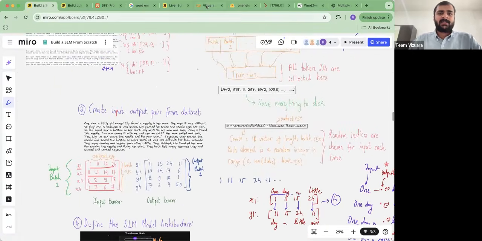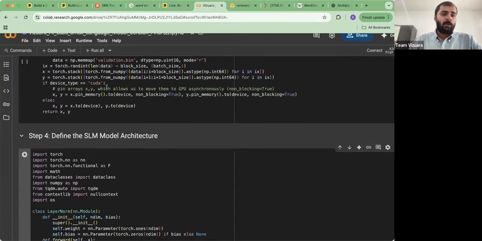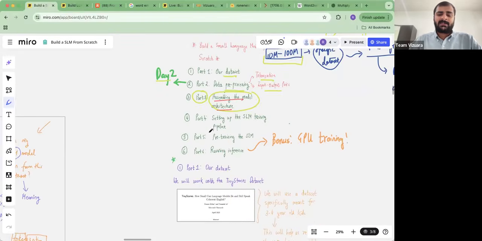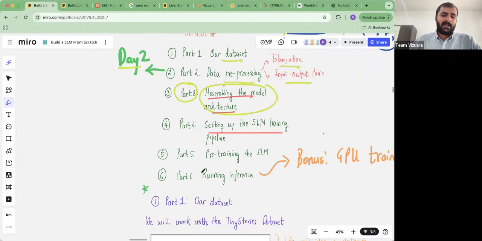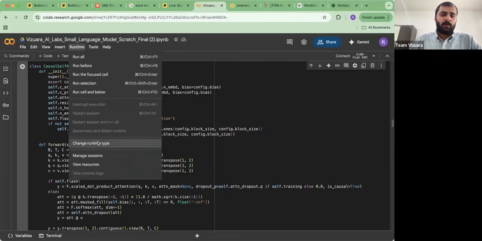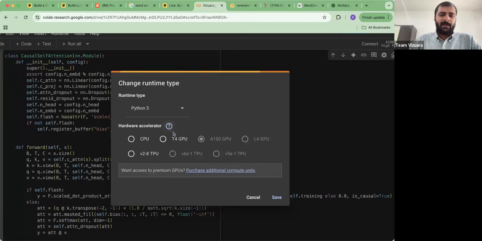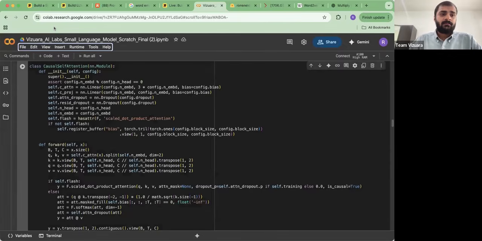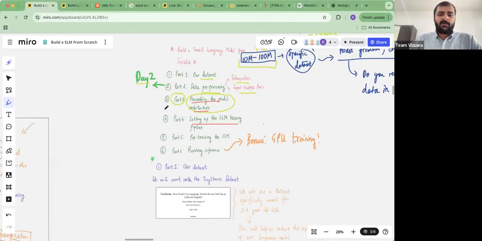Second thing which you should be doing is that you should have the Google Colab Pro, because in the next lecture, we'll be defining the loss function, and we'll be setting up the SLM training pipeline and pre-training the SLM. So you need to make sure that you are on Google Colab Pro, so that when you click on change runtime type, you should see this A100 GPU. Right now, I also cannot see it, which means I'm probably out of credits. But make sure you have that. Otherwise, you won't be able to run inference on your machine.